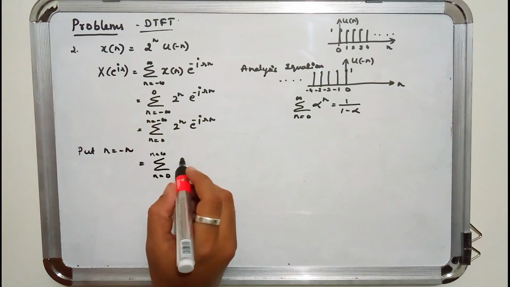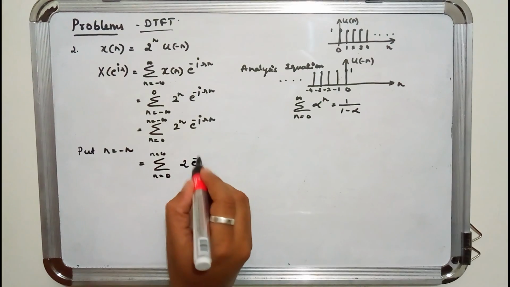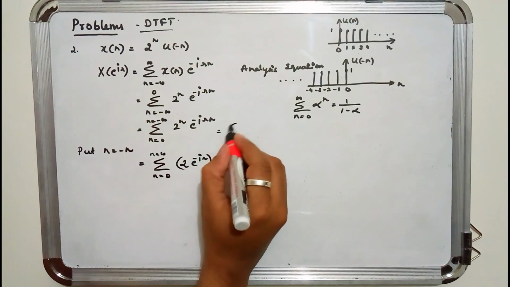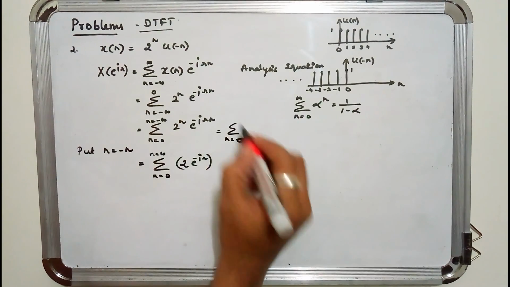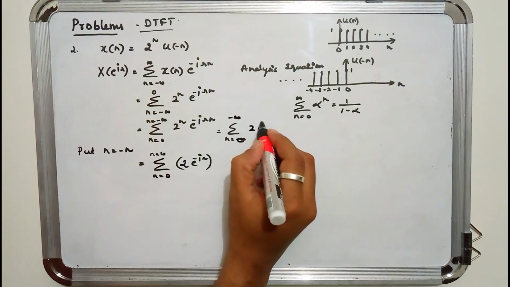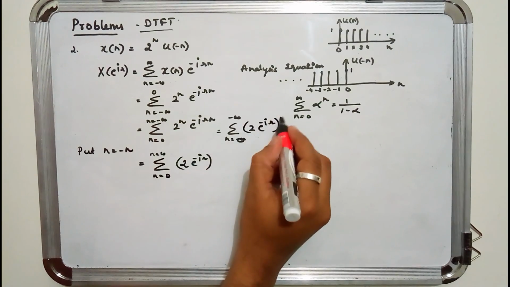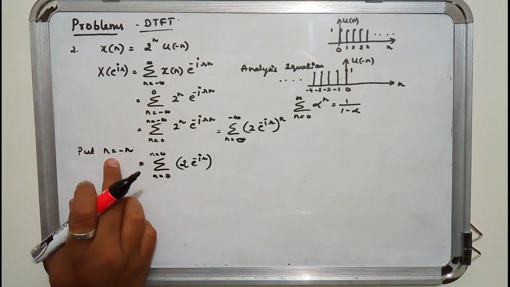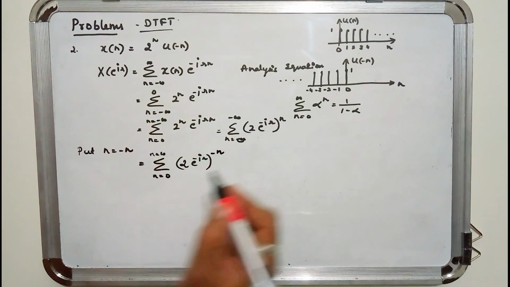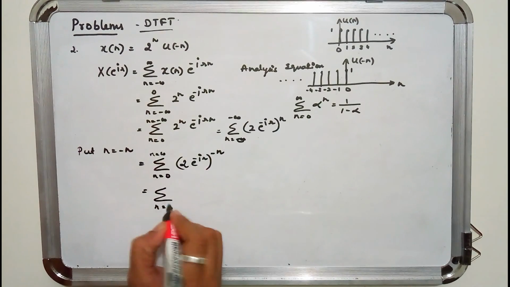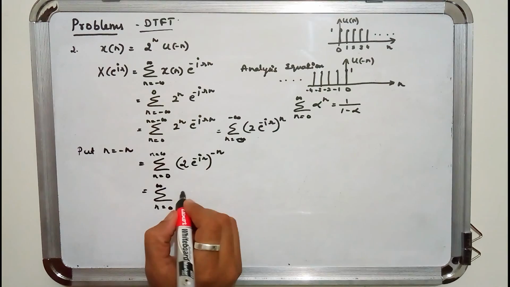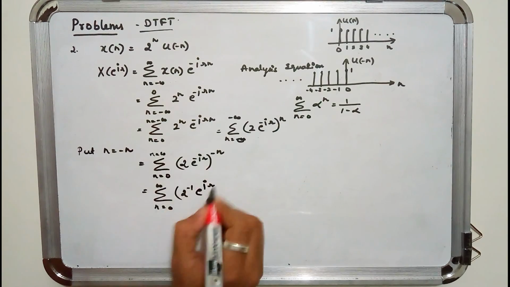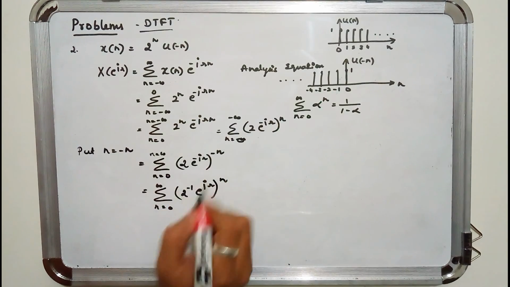And I will be getting 2 e power minus j omega power n. Right? So I will write it here: summation n is equal to 0 to minus infinity of 2 e power minus j omega power n, because I have clubbed the terms containing power n. Now what is n here? It is written as minus n. Now this can be written as summation n is equal to 0 to infinity of 2 power minus 1 e power j omega power n, because I am multiplying by minus 1. So I get 2 power minus 1.